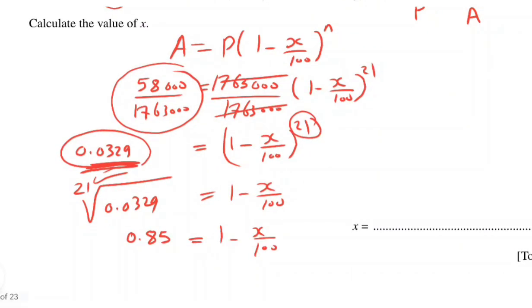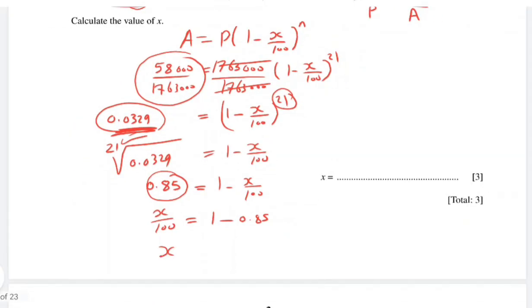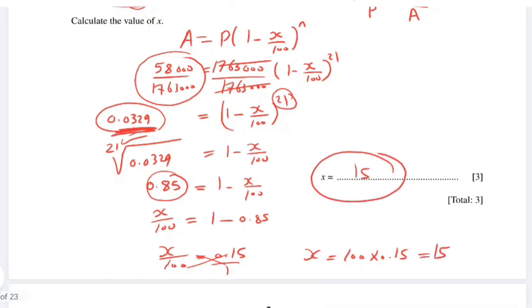Okay, now we need to find x. This is our question. So x over 100 equals 1 minus 0.85. So x over 100 equals 0.15. If you just cross multiply, x equals 100 times 0.15, which is 15. So x now equals 15.